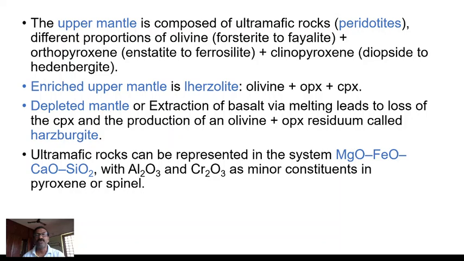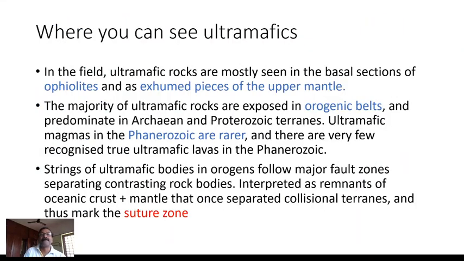Next is, how do you represent these ultramafic rocks chemographically? You can represent them just like the calc-silicate rocks in the system SiO2, MgO, CaO. You can have minor constituents like alumina and chromium, which is represented as pyroxene and spinel. So where you can see these ultramafic rocks, that also you have to write.